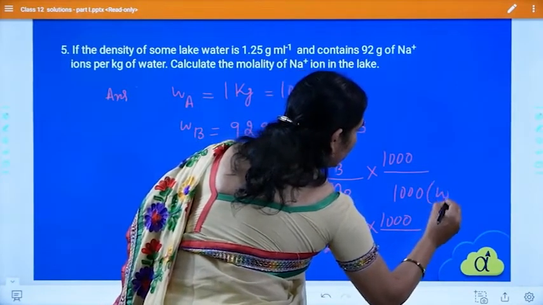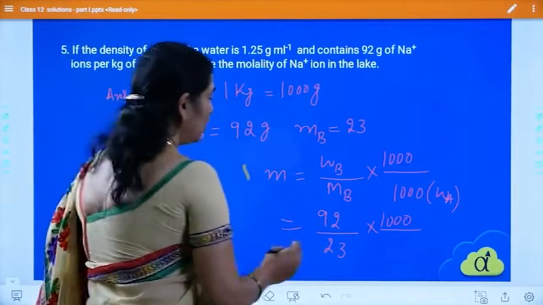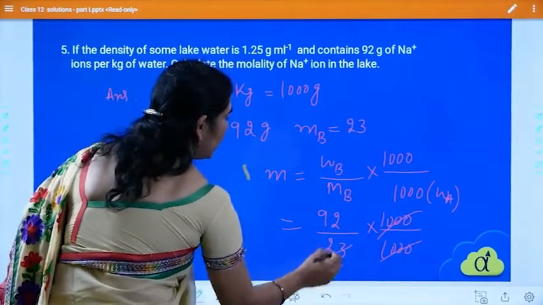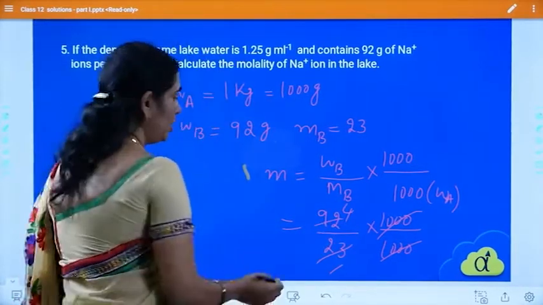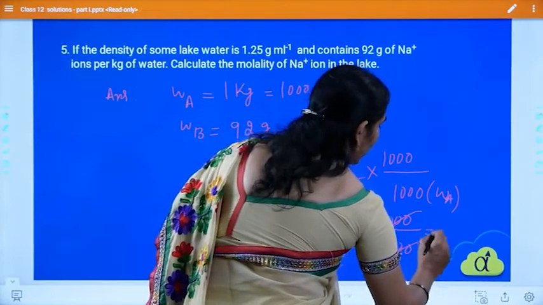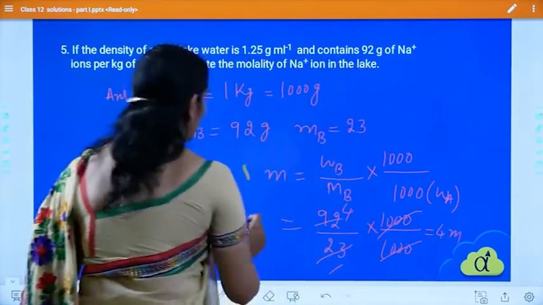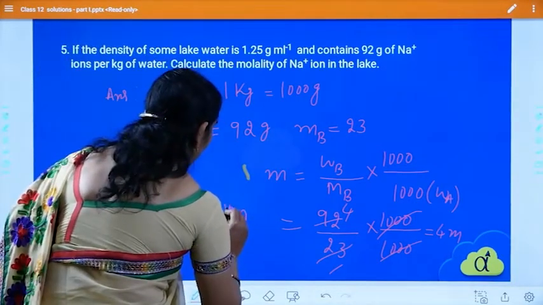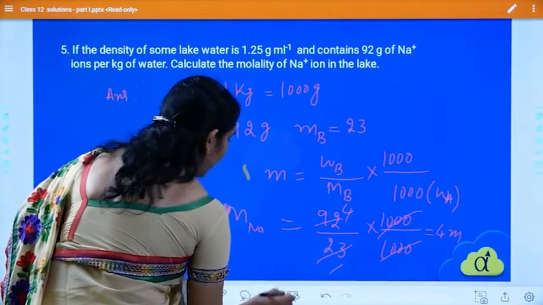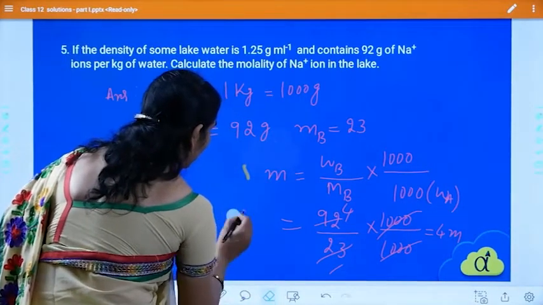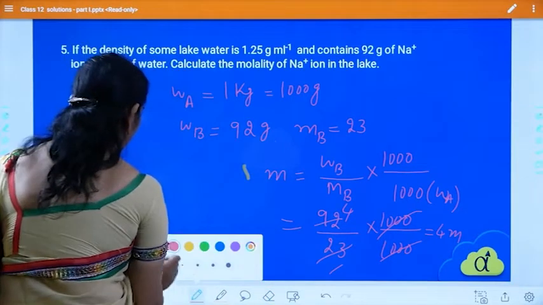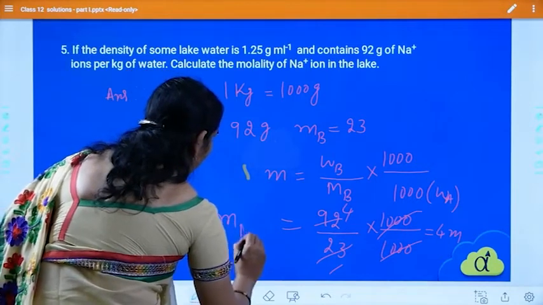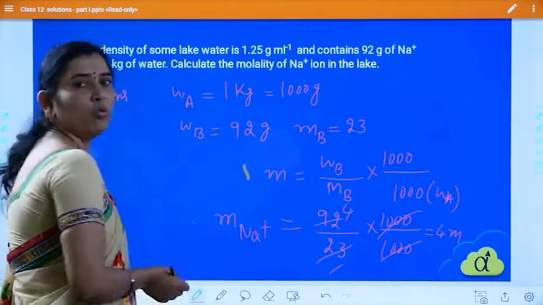Here 1000 is the WA value, so the 1000 gets cancelled. 23 fours are 92, you know very well. So what is the answer? 4 m. So the molality, small m, of Na+ ion. Students, the final answer you have to write like this: therefore, molality of Na+ ions is equal to 4 m.